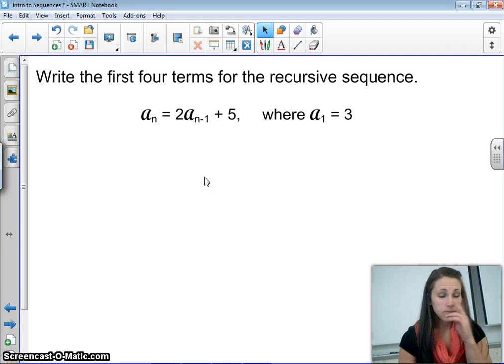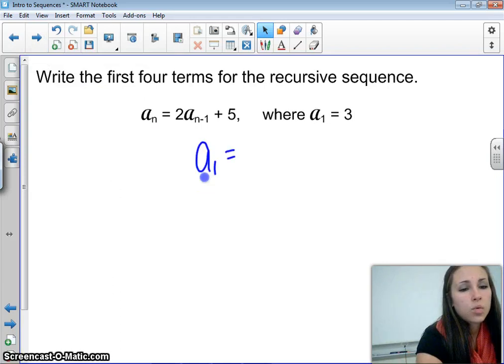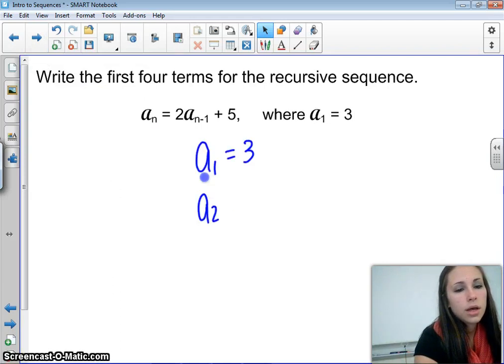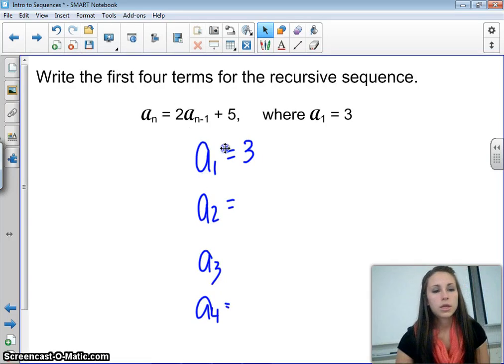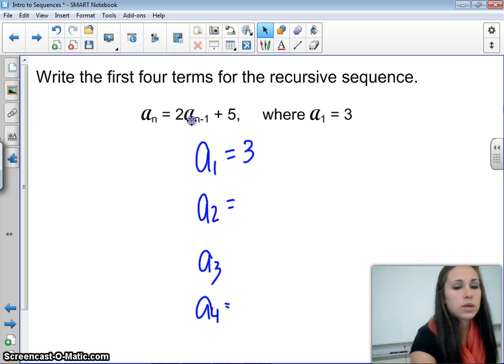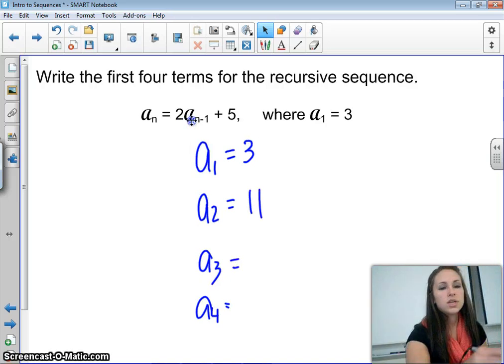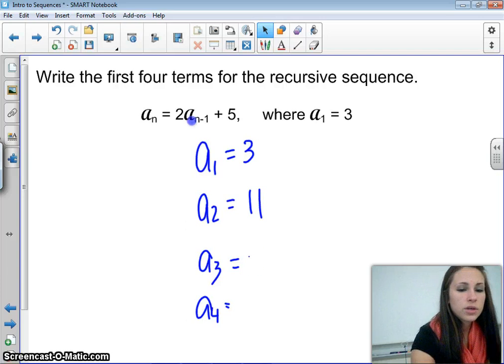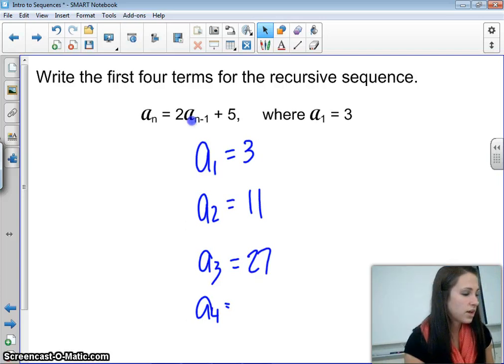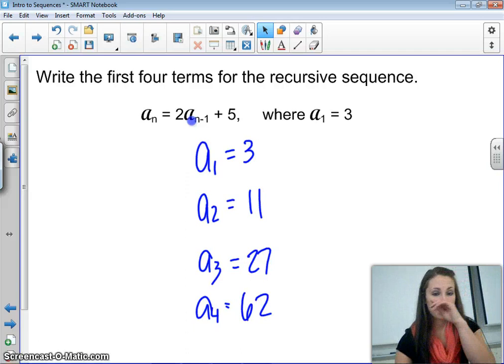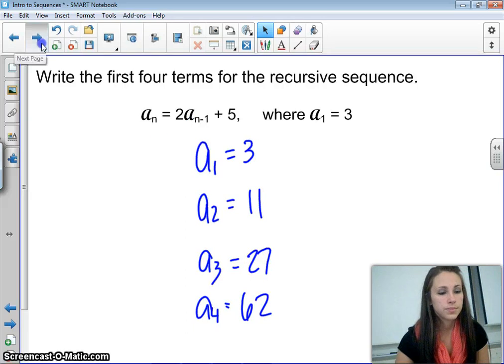This one, try it on your own, then check. A1 is going to be 3, A2, A3, A4. So I'm going to plug in 3 for the term before when I'm finding A2. So 2 times 3 is 6, plus 5 will give me 11. 11 times 2 is 22, plus 5 will give me 27. 27 times 2, then plus 5 is going to give me 62. And so those would be my first 4 terms.